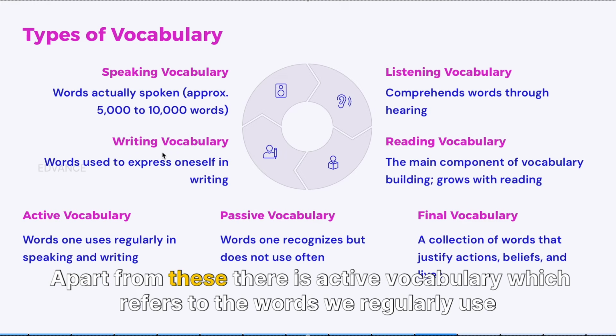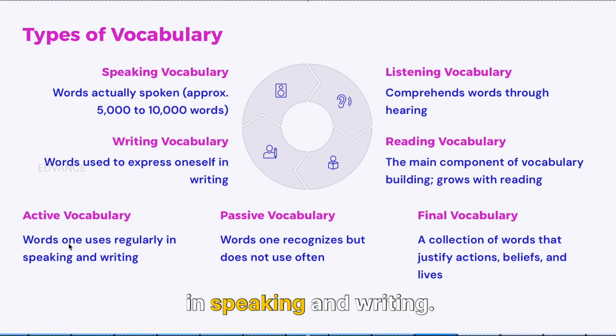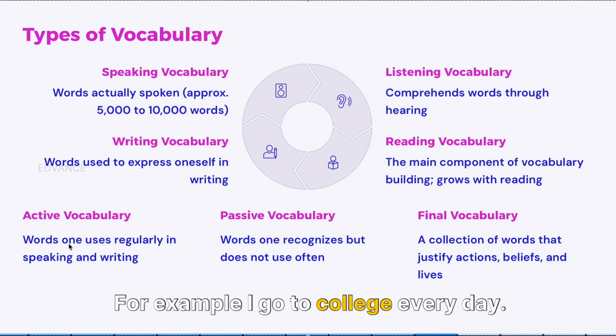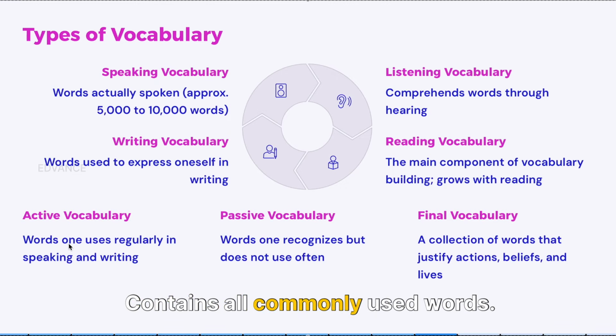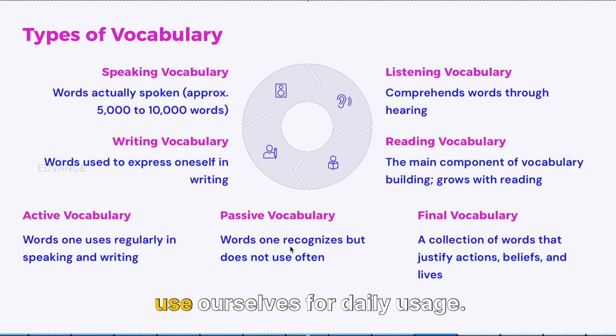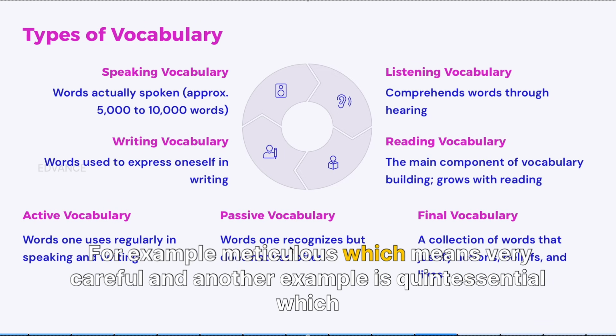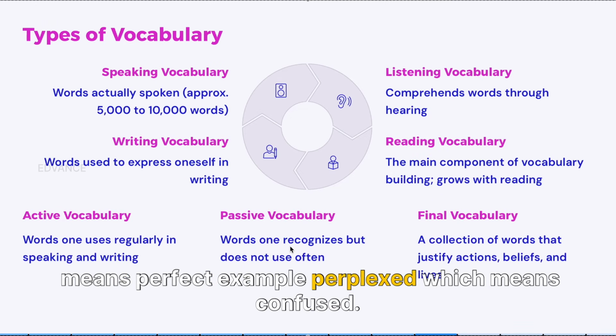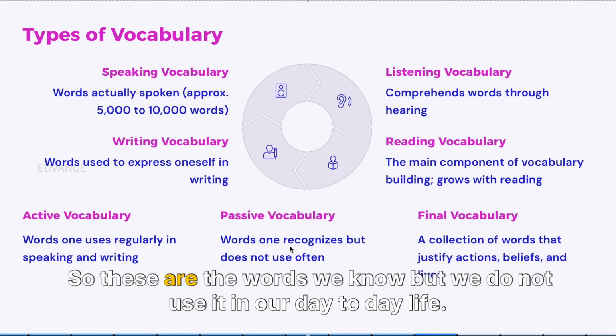Apart from these, there is active vocabulary, which refers to the words we regularly use in speaking and writing. For example, I go to college every day contains all commonly used words. Next comes passive vocabulary, which includes the words we understand, but we don't often use ourselves for daily usage. For example, meticulous, which means very careful. Another example is quintessential, which means perfect example. Perplexed, which means confused. So these are the words we know, but we don't use in our day-to-day life.